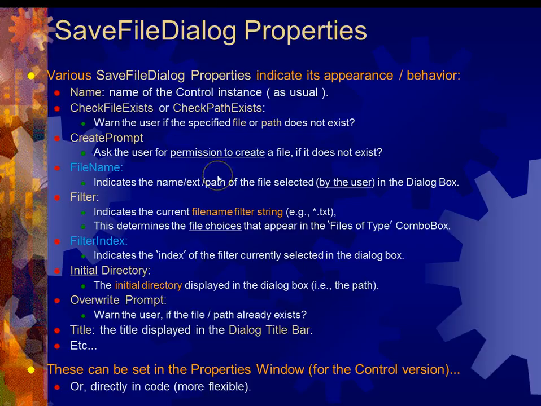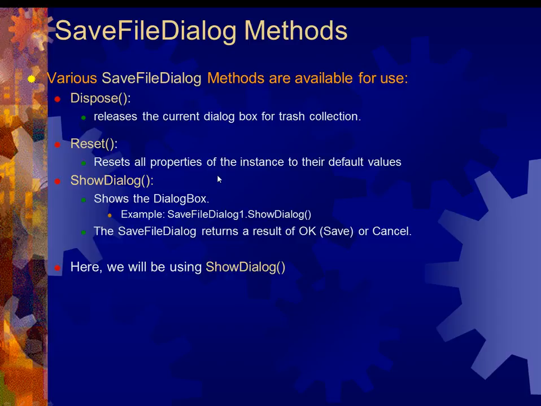Okay, so let's just go on and do it. So he says various save file dialog methods are available for us to use. One is called dispose, which we're not going to use, but that releases the current dialog box for trash collection. So basically, it releases it from memory so that it saves memory basically.